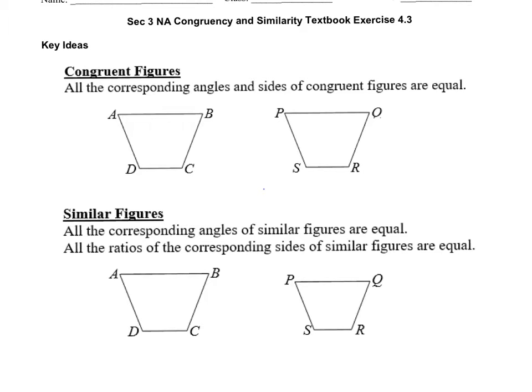For congruent figures, all the corresponding angles and the lengths are exactly equal. So this is actually a given. Then for similar triangles or similar figures, we have the equal angles, but the ratio of corresponding sides to be equal. Now let's apply these properties to solve these questions.